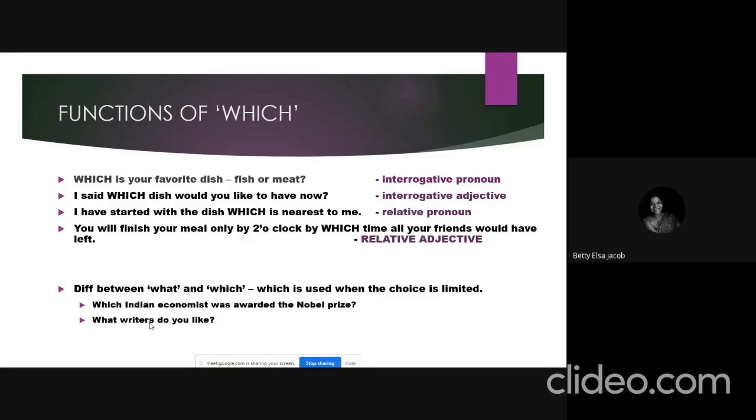Look at the second one. What writers do you like? Now, here again, it's a question, so it's interrogative. And what is immediately followed by the noun writers? So it performs the function of an adjective. So it is an interrogative adjective. I hope the functions of what and which are clear now.